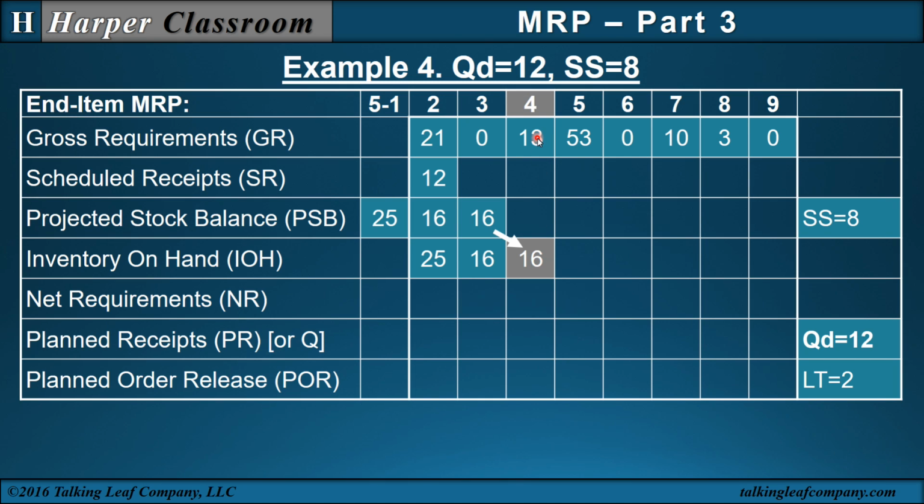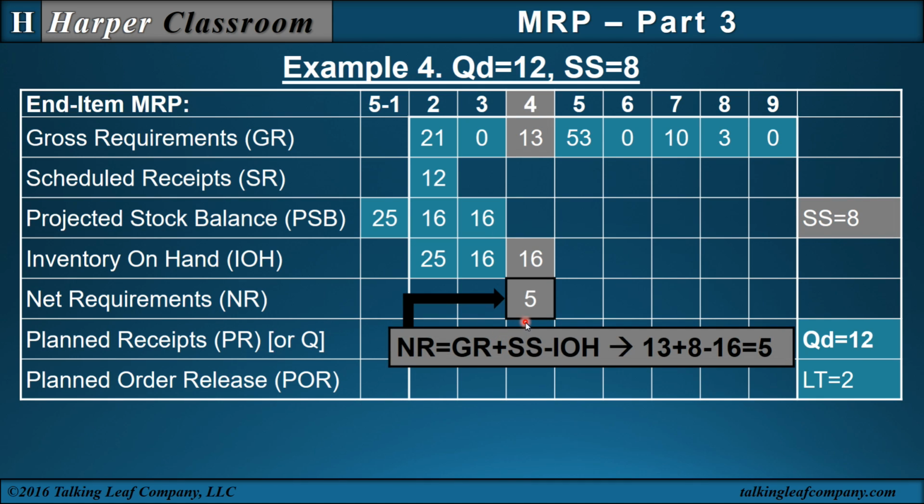And now I have a gross requirement of 13, which will come out of the 16, leaving 3. But I have a safety stock of 8. The safety stock is how much inventory you always carry to guard against stock out. Well, after the 13 comes out of the 16, I only have 3, so I need 5 more. So that will become our net requirements. So now our net requirements equation is gross requirements plus safety stock minus inventory on hand, because our inventory on hand now has to satisfy the gross requirements and the safety stock.